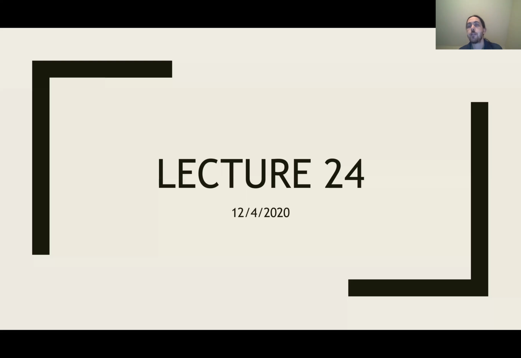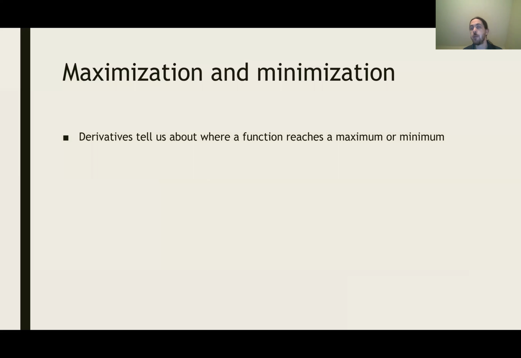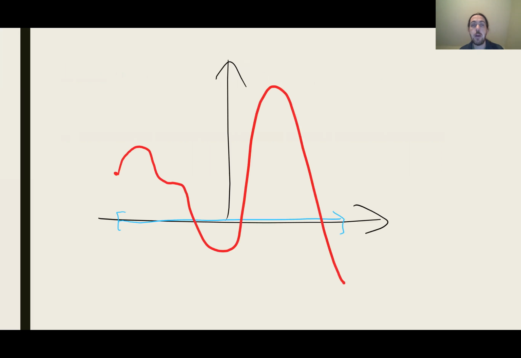Our next topic is going to be finding maxima and minima, finding maximization and minimization for functions of several variables. And the main point of this is that the derivatives are going to tell us about this. So the first derivatives and the second derivatives are going to tell us a lot of information about when a function with one output and several inputs reaches a minimum or a maximum.